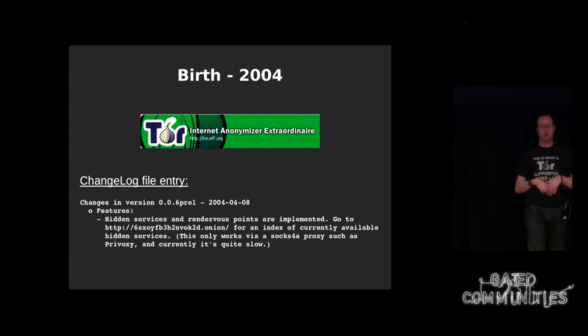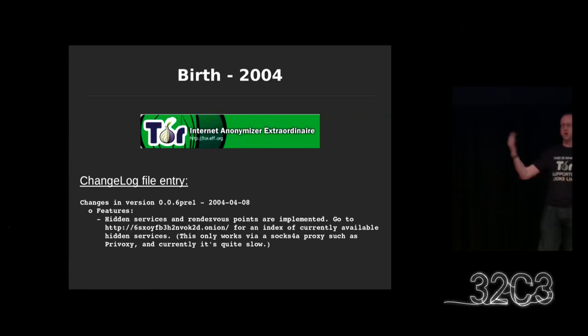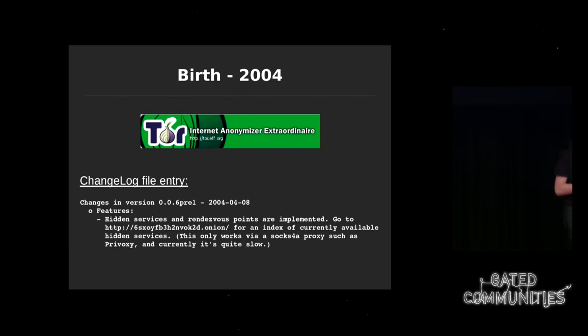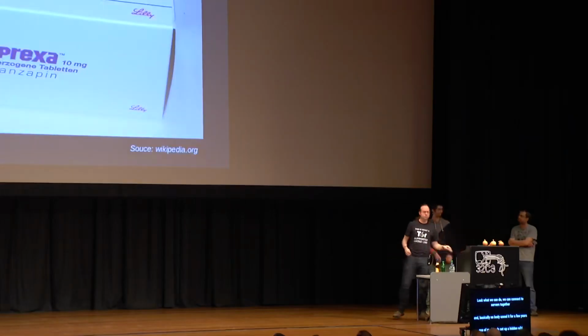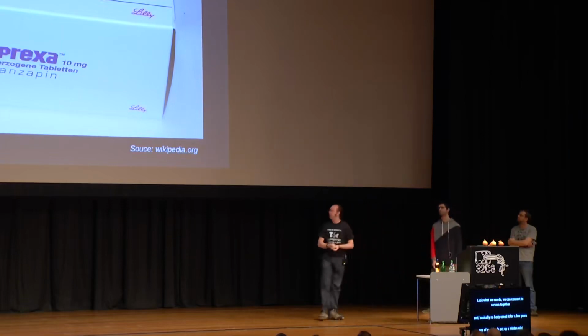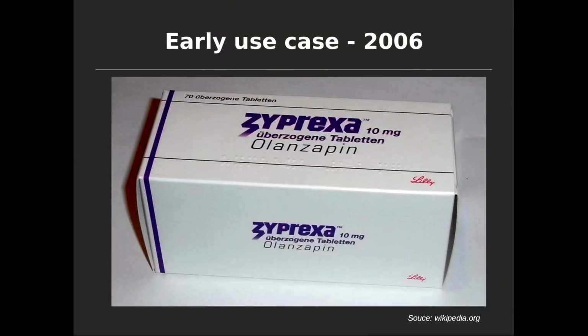One of my friends set up a hidden wiki where if you run an onion service, then you can go to the wiki and sign up your address so that people can find it. There were some example services, but for the first couple of years, it basically wasn't used, wasn't interesting. The first really interesting use case was the Zyprexa documents. This was in 2005, 2006.